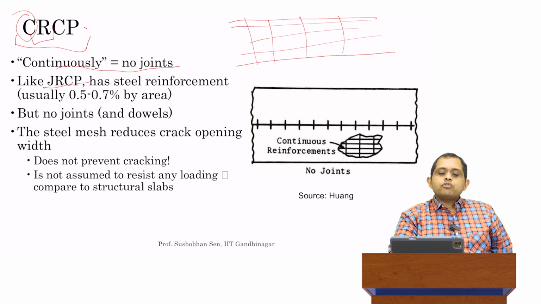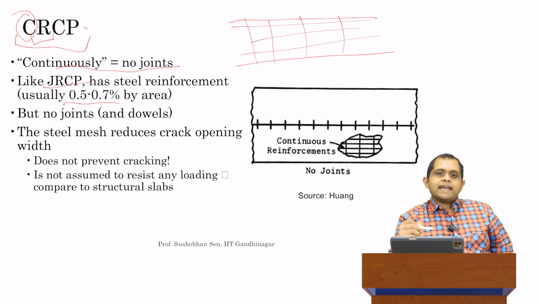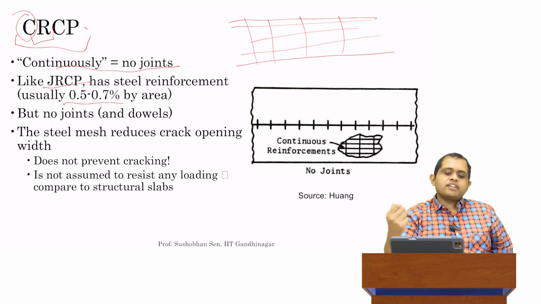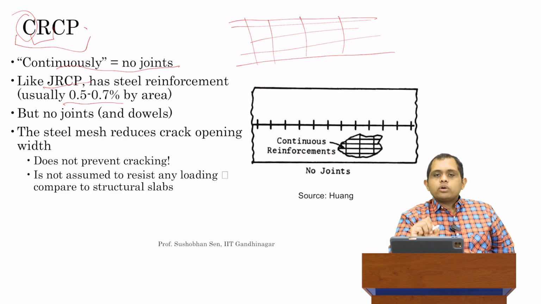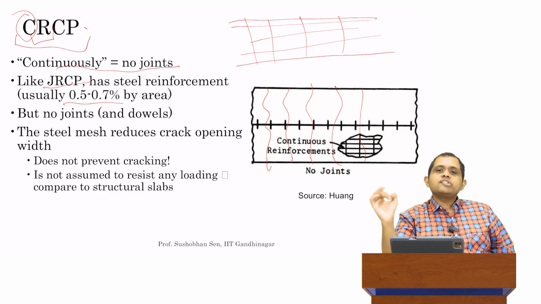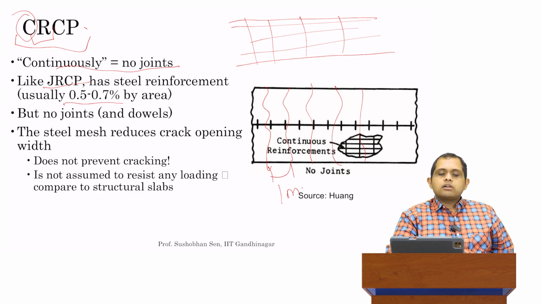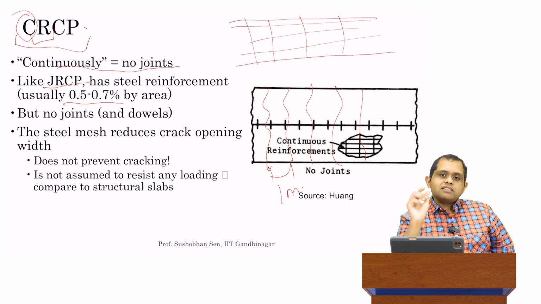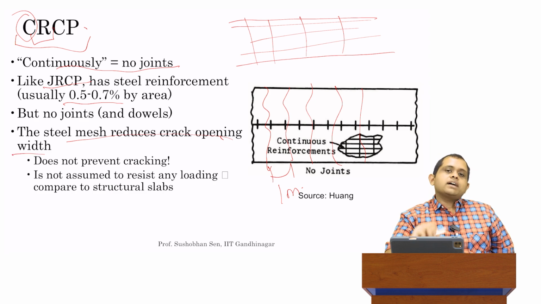Like JRCP, the steel reinforcement is usually 0.5 to 0.7% by area. How we do the analysis and calculations for this, we'll talk about several lectures later, towards the end of this lecture series. Here again, similar to JRCP, the important thing to understand is the steel mesh holds the cracks together. As I show in the subsequent slides, CRCP actually develops a lot of cracks. Generally, if you look at a CRCP section, as I'm drawing over here, you'll have a continuous series of cracks roughly 1 meter apart. So you have a lot of cracks which form, but the cracks are held so tightly together by the steel that the opening width is very small and it's still quite comfortable to drive on.